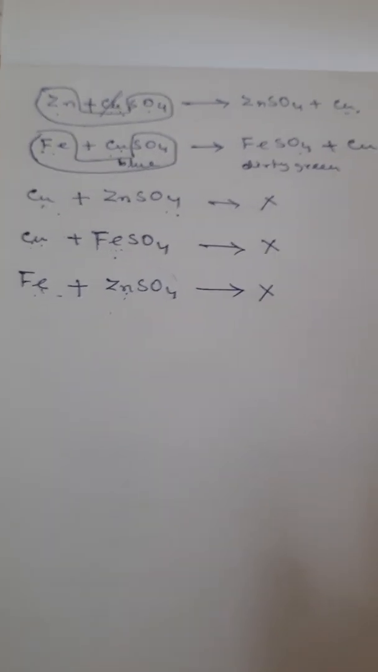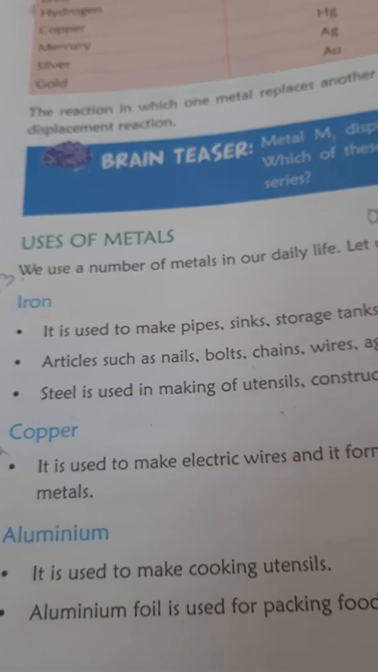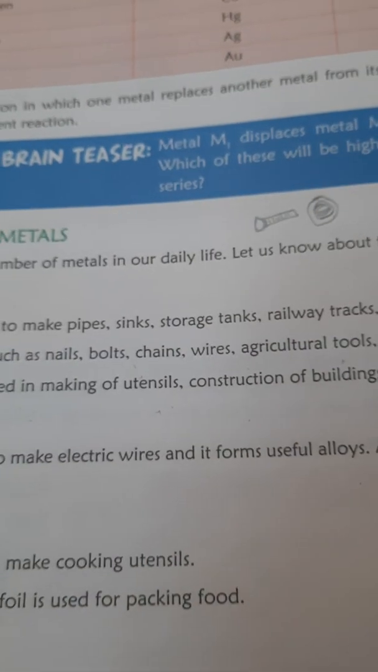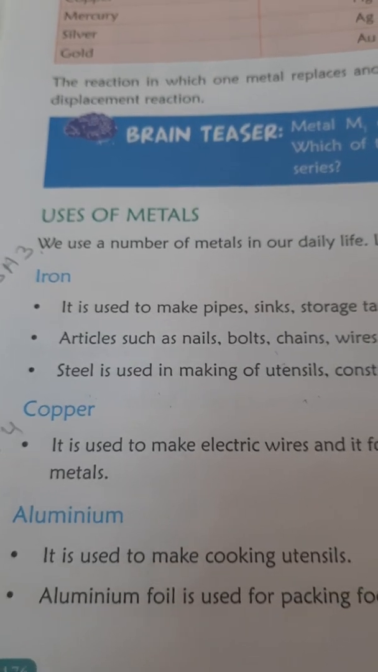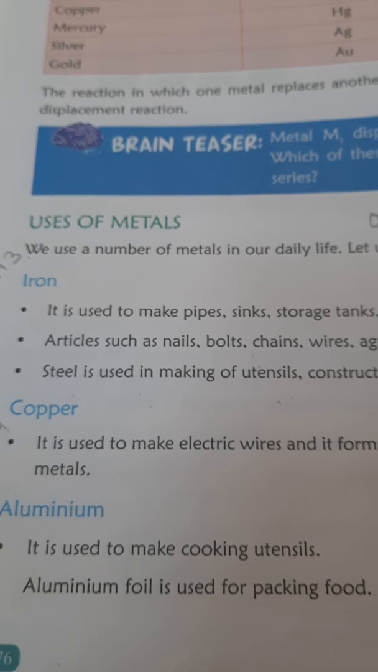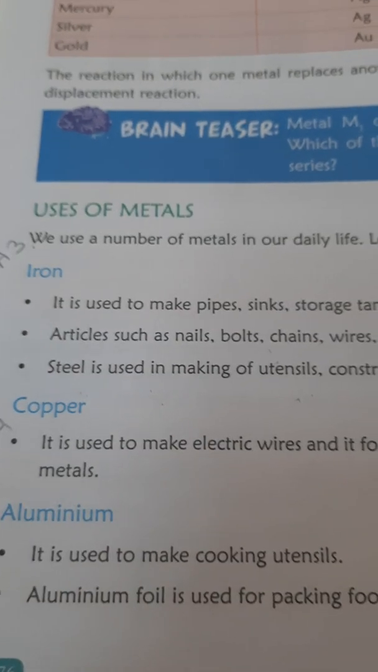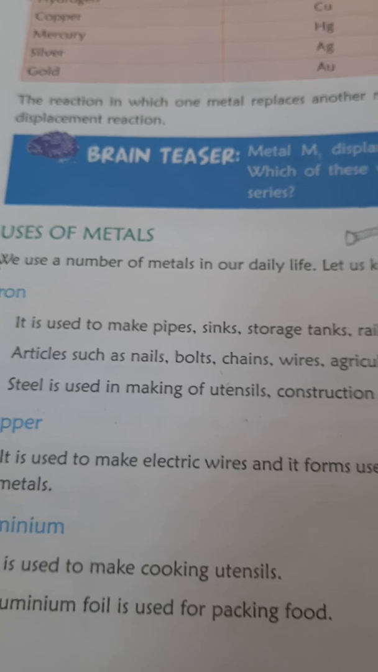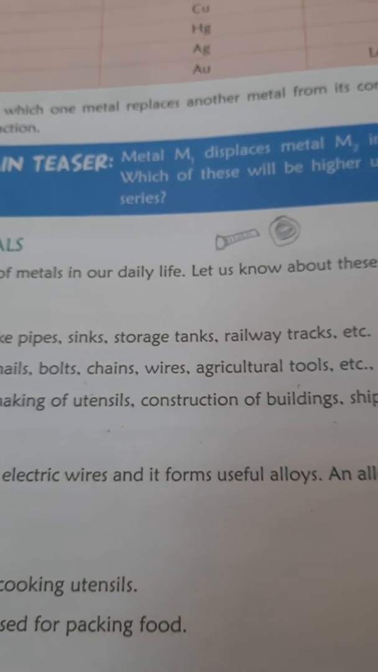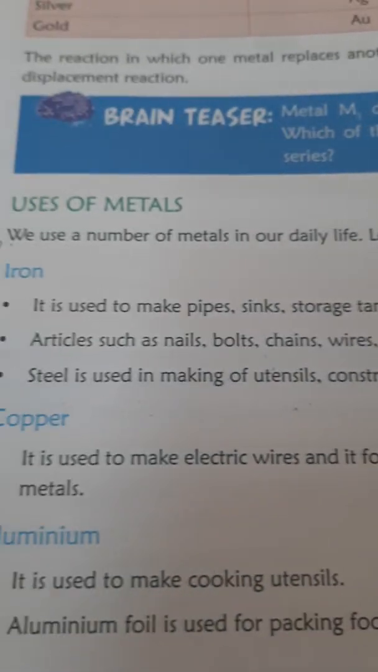Now, uses of some metals. Iron is used to make pipes, sinks, storage tanks, railway tracks, etc. Articles such as nails, bolts, chains, wires, agricultural tools are made of iron. Steel, an alloy form, is used in making utensils, construction of buildings, bridges, ships, etc.